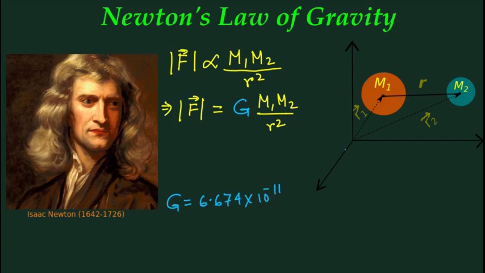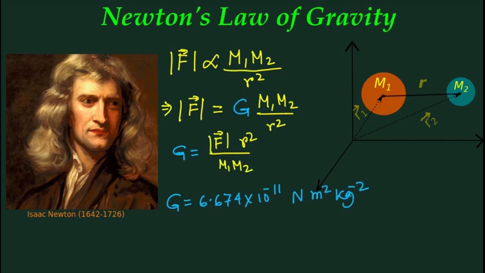To find out the unit, we may express G this way. In SI unit, the unit of G will be the unit of force, that is Newton, times the unit of distance square, that is meter square, by the unit of mass square, so that would be kg to the power minus 2.